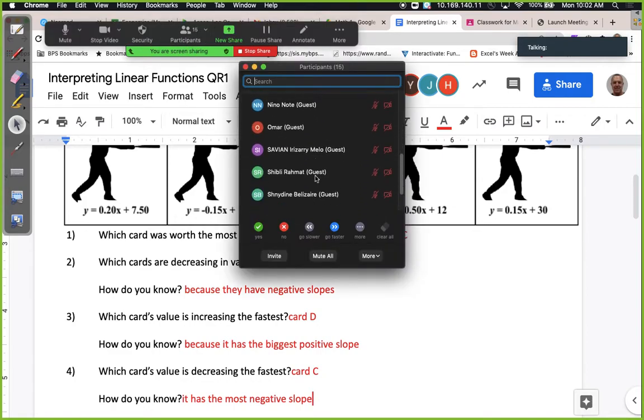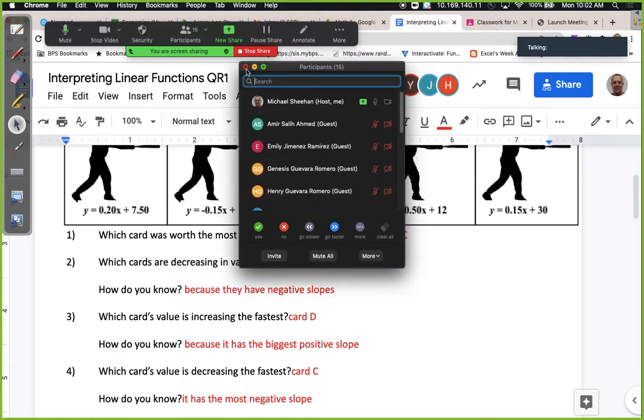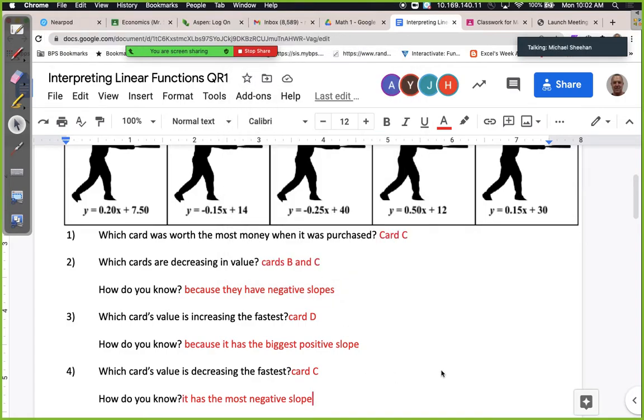Let me just check. Okay, just want to make sure I didn't miss anybody in attendance. All right, so the first section will be just like this.